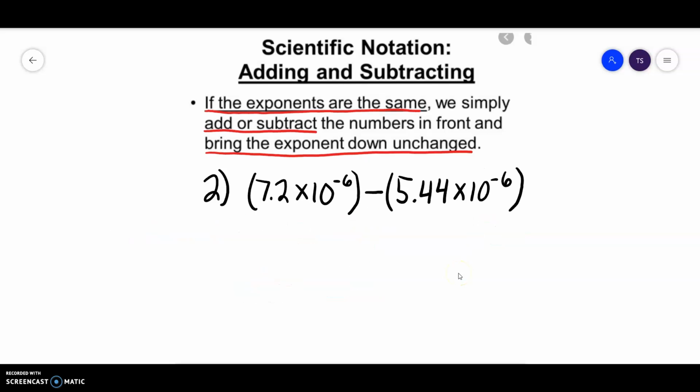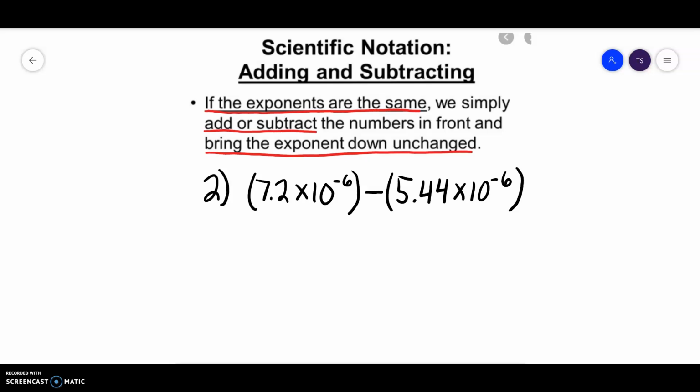Guys, so for our next example here, we have 7.2 times 10 to the negative sixth minus 5.44 times 10 to the negative 6. Now, in this example, are we adding or are we subtracting? Okay, so we're subtracting, and let's take a look. Do we have the same exponents or do we have different exponents? Okay, so our exponents are the same, so that makes this problem super easy, okay?